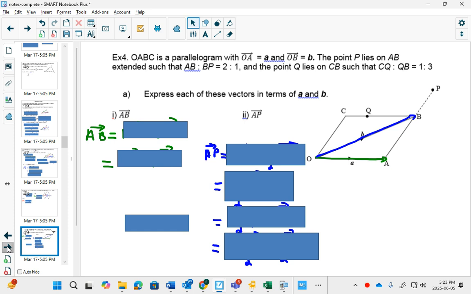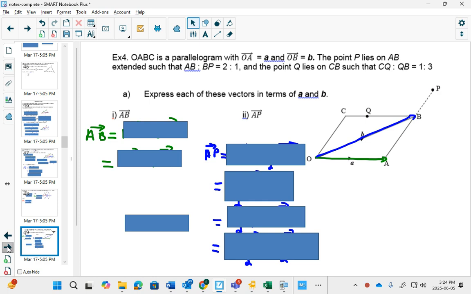Okay? And they give us some other things like the ratio from AB to BP is 2 to 1. And the ratio from CQ to QB is 1 to 3. So we're going to have to use those ratios involved in this as well for telling our robot how far to go in which direction.